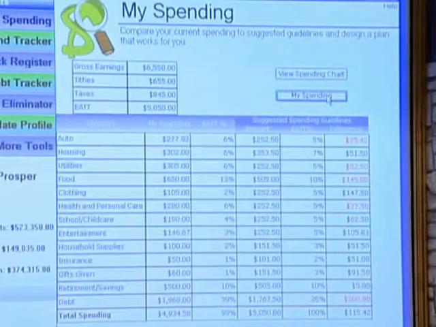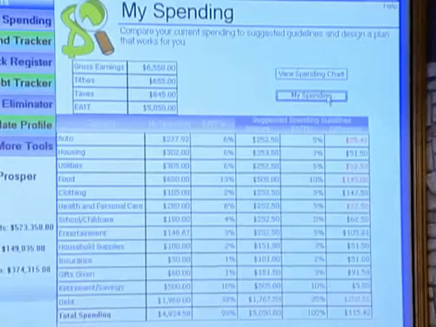Now watch this. Here it tells us what percentage of our expenditure, our EAT income, we are using to keep our automobile going. We're using 6% of our money. The suggested is 5%. So if you look over here, we're $25.42 more than we should be, and it's in red. See, here's what we're doing, here's what we ought to do. We're doing 6%, we ought to be doing 5%. Instead of 277, it ought to be 252. There's the difference, and it's in red.